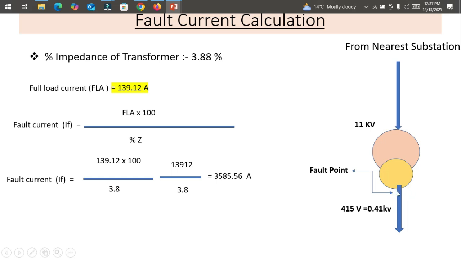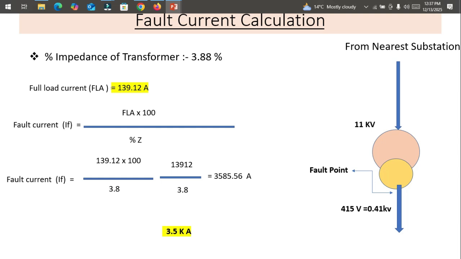So this much current will flow through the short-circuited secondary side. If there is no safety isolation like a breaker and earthing points, there will be a huge loss, even the transformer will go and all connected load will be damaged. That's why we have to consider the fault current as well in the worst condition. So how much? 3.5 kA.